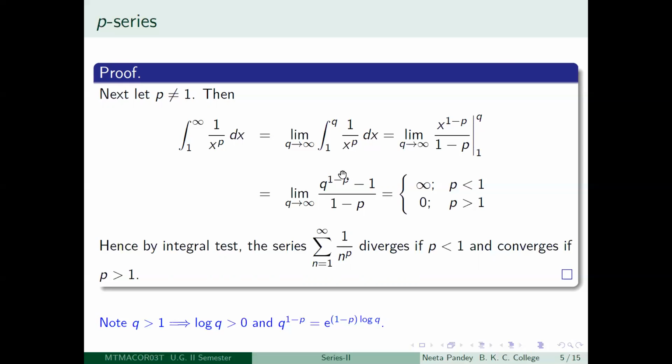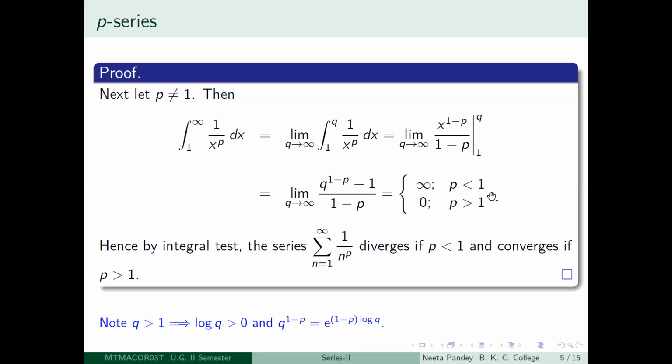So what do you get? You get q to the power 1 minus p, minus 1, divided by 1 minus p. So that is the value of the integral from 1 to q of 1 by x to the power p dx. And if you find the limit as q tends to infinity of this, that will give you the value of the integral from 1 to infinity of 1 by x to the power p dx, if there is a finite value. So let us see what is happening here. Here q is some number greater than 1, and there are two cases actually.